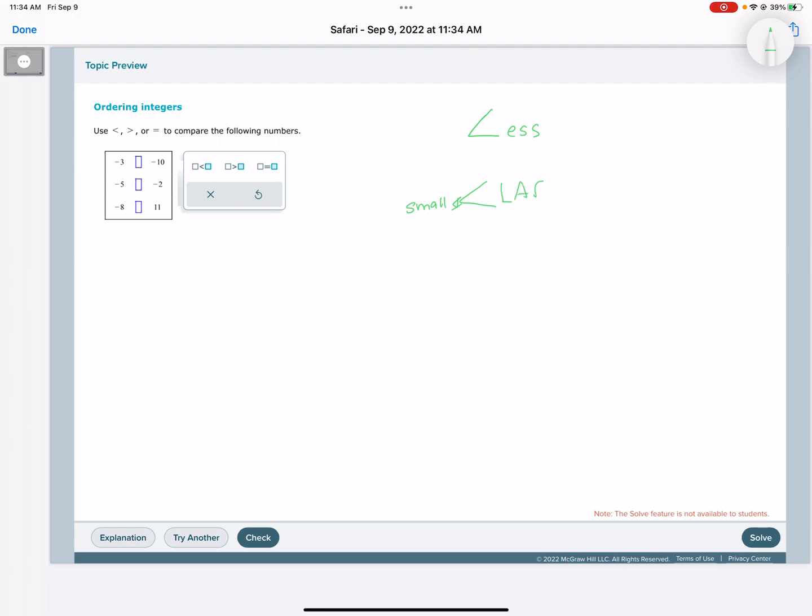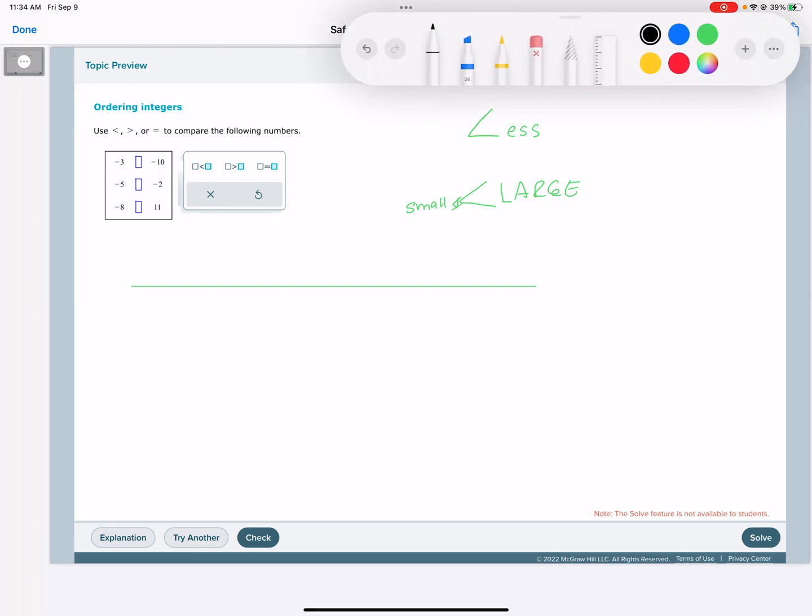The larger point, you can see it's open. The larger side is going to the larger number. So on a number line, let's go ahead and graph these just so we can see. When we see -3 and -10, think of negative as being in debt. What's better, being in debt $3 or being in debt $10? Obviously, I'd rather be in debt just $3.